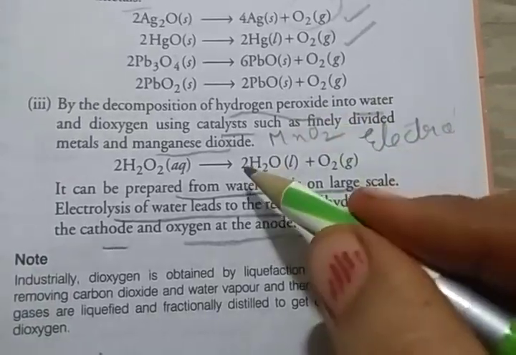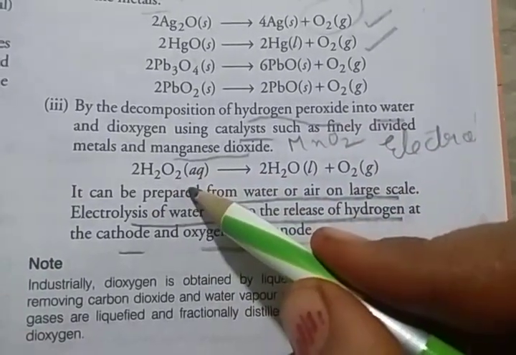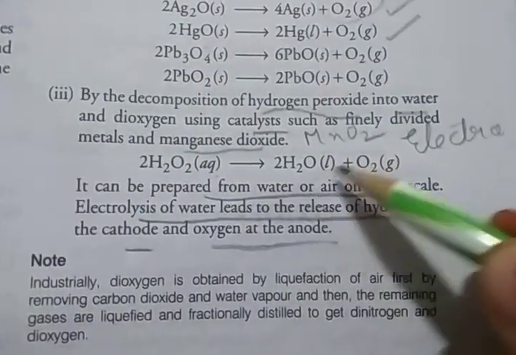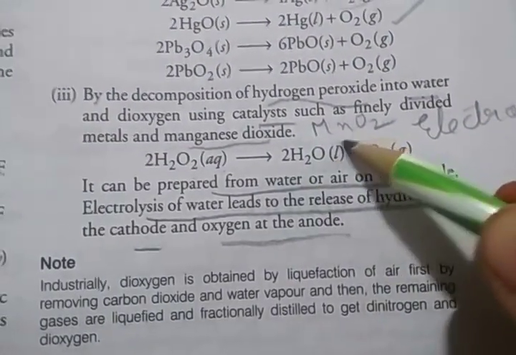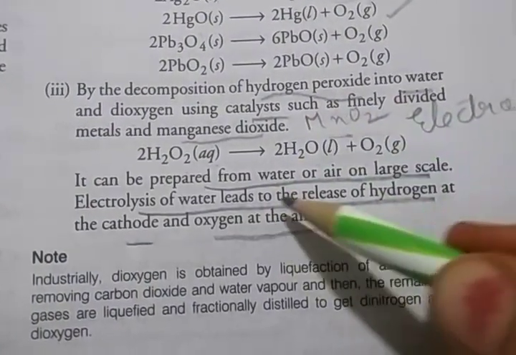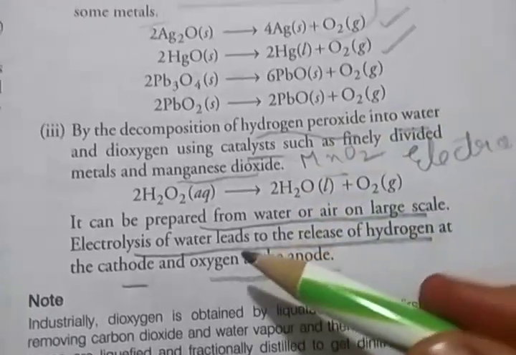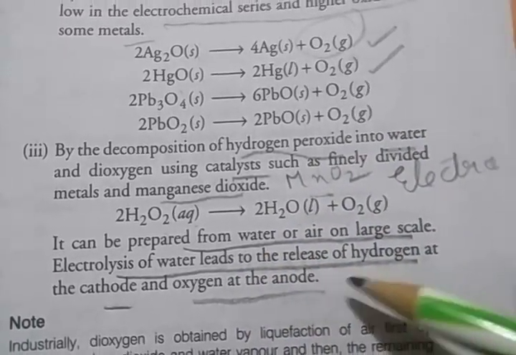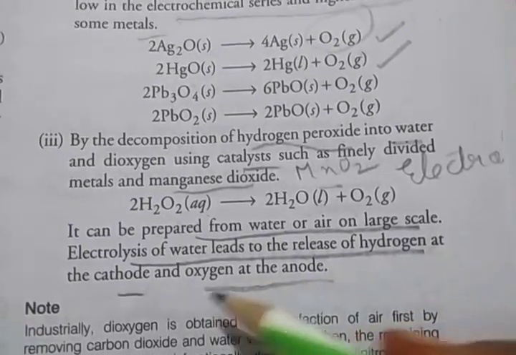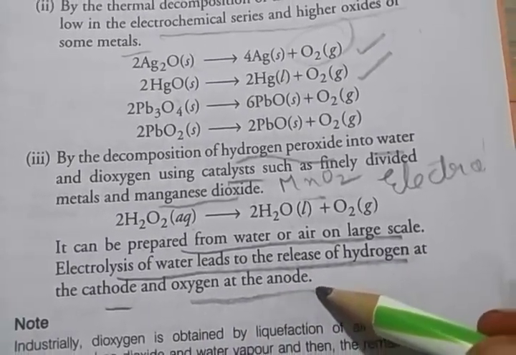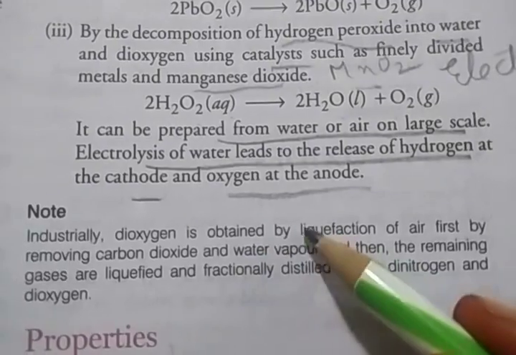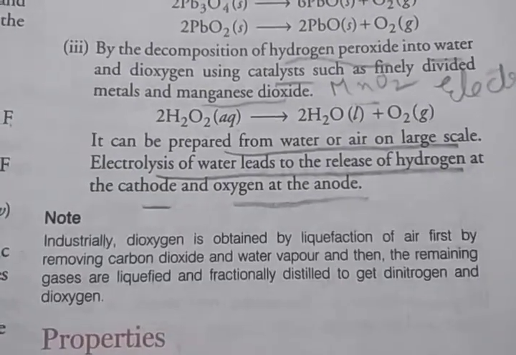Okay, so hydrogen peroxide decomposes into water and oxygen using the catalyst manganese dioxide, and it is prepared from water or air on a large scale. Electrolysis of water leads to the release of hydrogen at the cathode and oxygen at the anode. Clear?